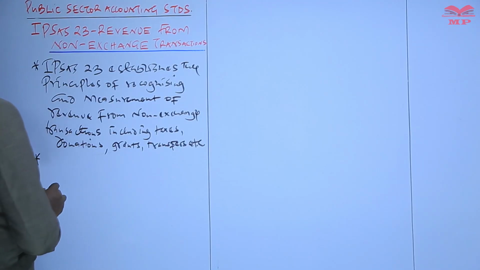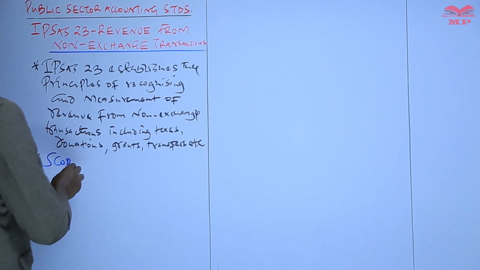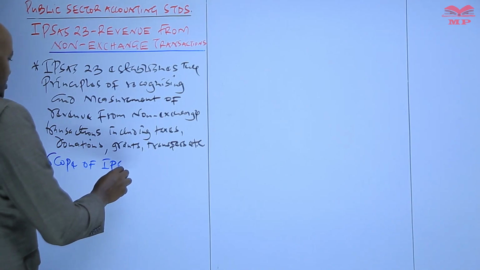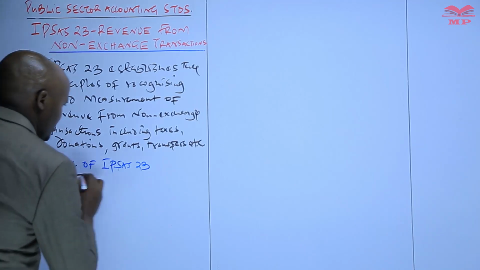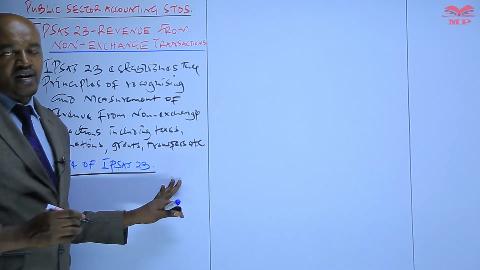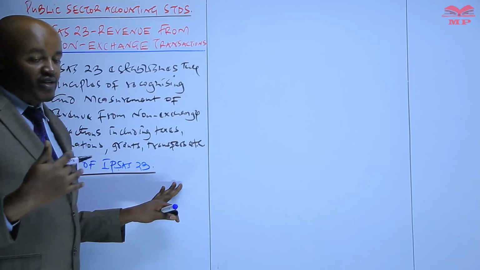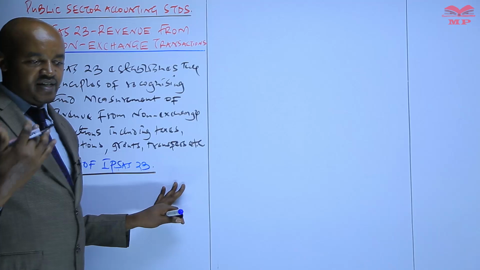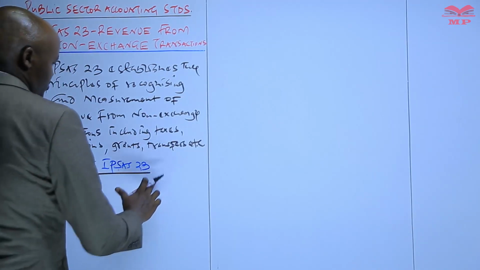Then we can proceed and look at the scope of IPSAS 23. For this standard, we have said it applies to all public sector entities which receive revenue from non-exchange transactions. For example, any entity receiving donations, taxes, grants, transfers, and so on. So this standard applies to such entities.